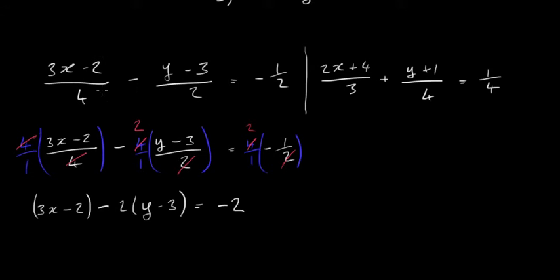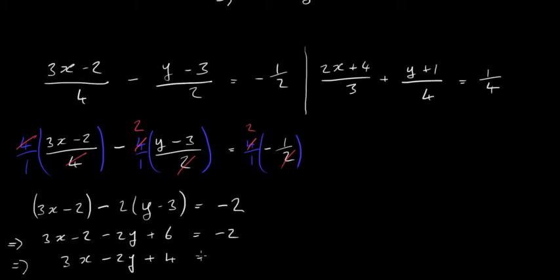So this is my equation on the left, all I've done is gotten rid of the fractions. I haven't actually changed the equation. So I'll just multiply this out. This becomes 3x minus 2. I've got minus 2y, and then minus times minus is plus. 2 times 3, 6. And then minus 2 on the right hand side. 3x minus 2y, I'll just write that down, 3x minus 2y. Then I've got a minus 2 plus 6, that gives me a plus 4.